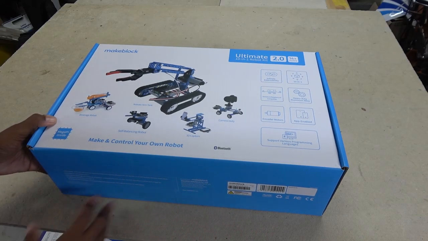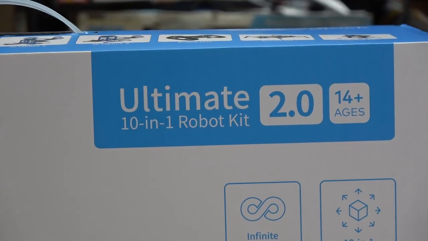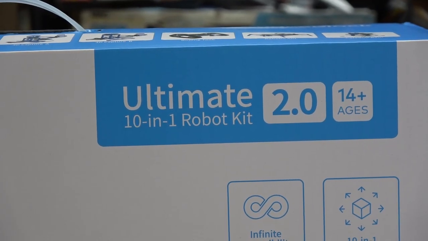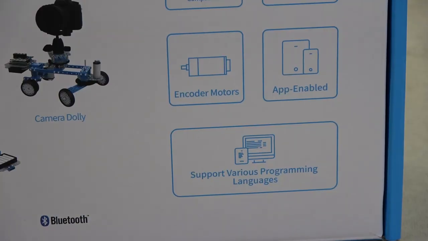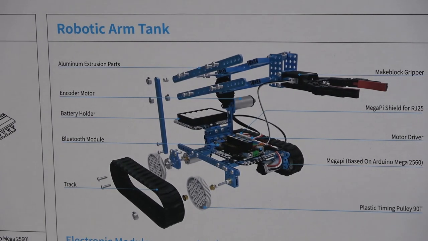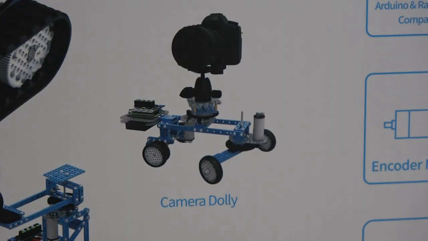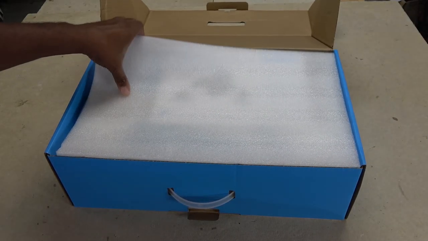I'm a big proponent of STEM activities, and this Makeblock Ultimate 2.0 looks to be a fantastic educational STEM kit for both young and old. I mean, just look at all the kinds of stuff you can geek out on, with some pretty high-tech options. This camera dolly is of particular interest to me. So let's see what you get inside the box.